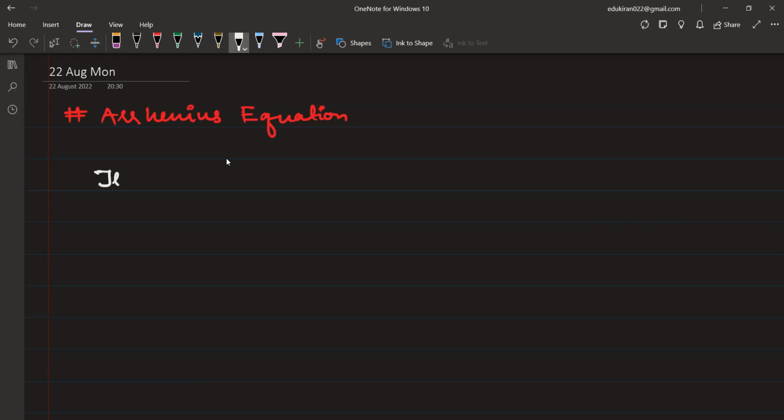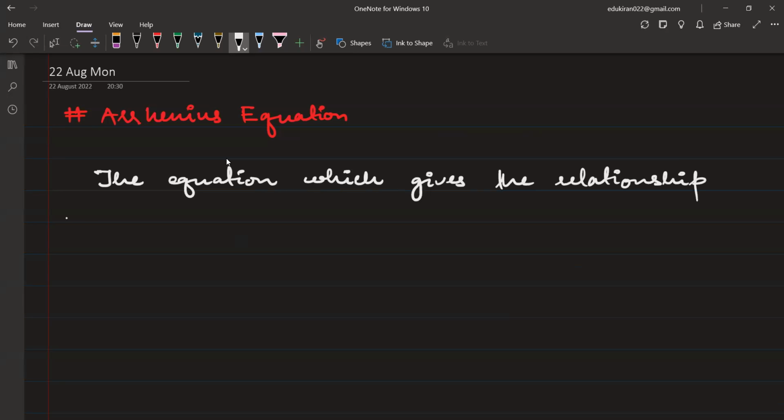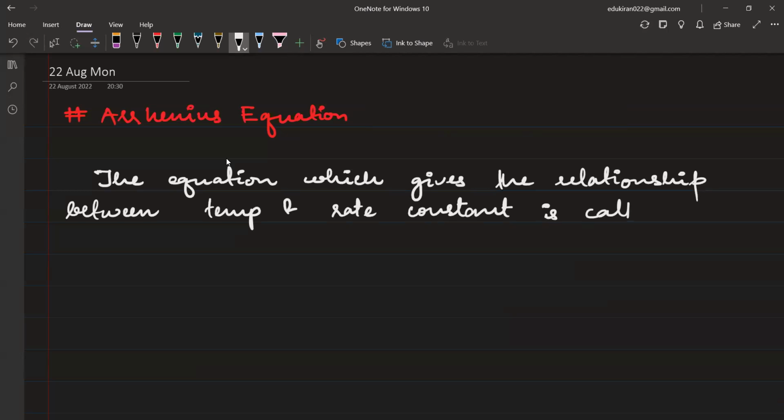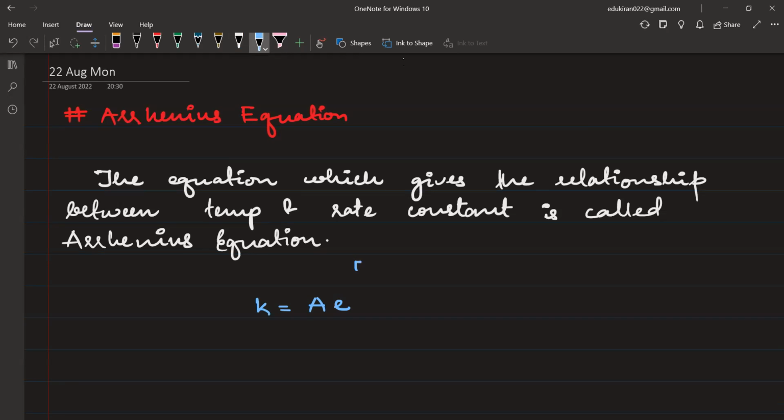The equation which gives the relationship between temperature and rate constant is called the Arrhenius equation. The rate constant is k, and Arrhenius proved that k is equal to A into e to the power minus Ea by RT.